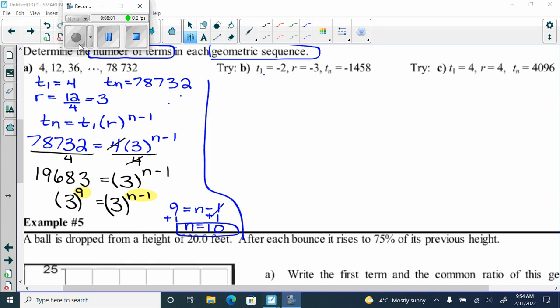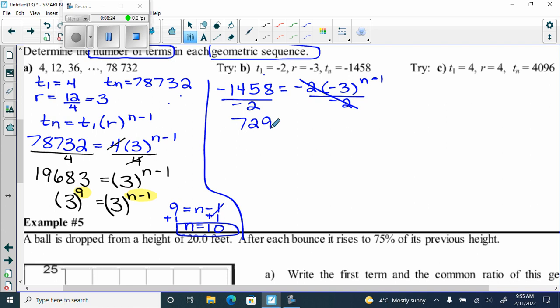Go. So we have negative 1,458 equals T1, which is negative 2, R is negative 3 to the n minus 1. Divide by negative 2, and we get positive 729 equals negative 3 to the n minus 1. Now I told you, you need to have a negative 3 base. If you don't put it into your calculator in brackets, it will do negative, and then it'll take the 3 and raise it to the power, and your answer will always be negative, which is not true. We want to do negative 3 to an exponent, right?